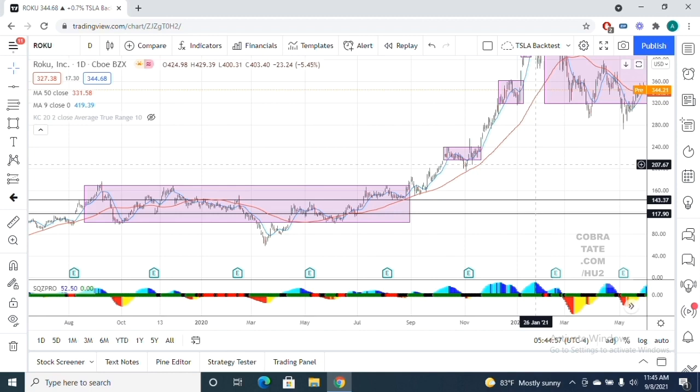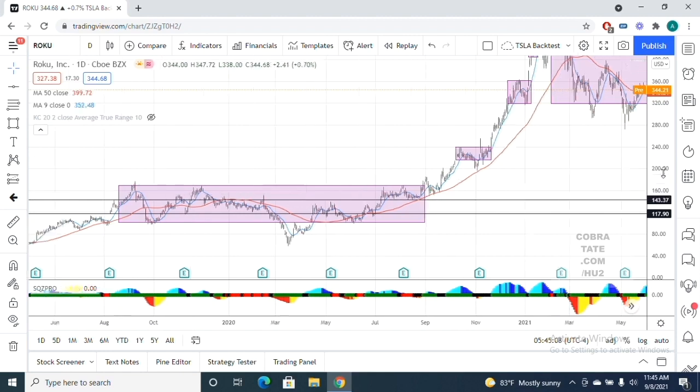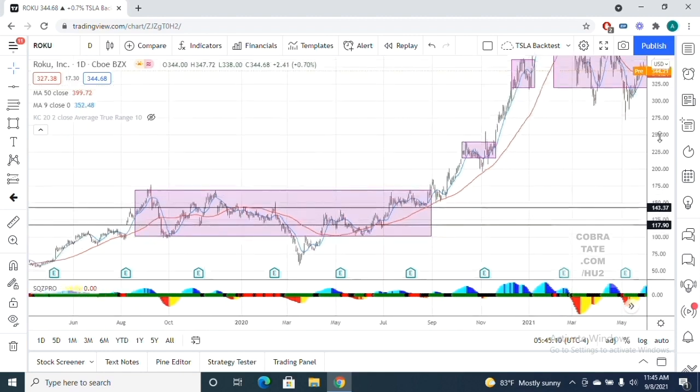Once you know how I use the 9 and 50 moving averages, let's look at the different kinds of boxes, and you will understand why I picked these two. Alright, so let's take Roku as the first example. You will see this massive box. Alright, let's begin with this. There are 3 types of boxes that I look at. One is this, a base box.